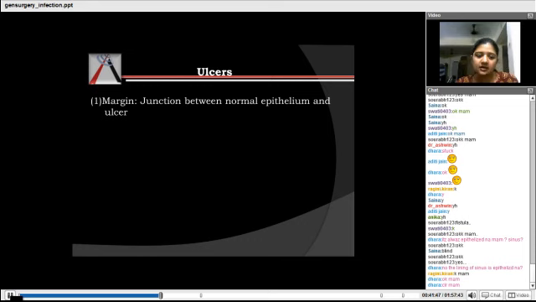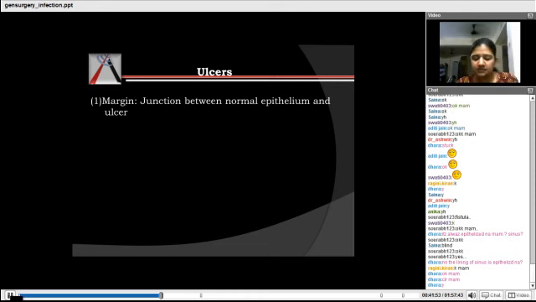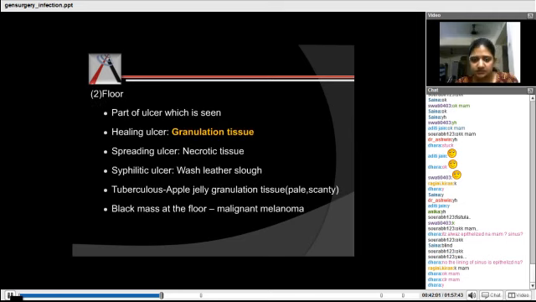Ulcers. All of you know what an ulcer is. An ulcer has different parts. It has a margin, it has a border. Margin is the junction between the normal epithelium and the ulcer. Then it has a floor. When you see an ulcer, what you are actually seeing, sitting on top of the normal skin, is the floor.